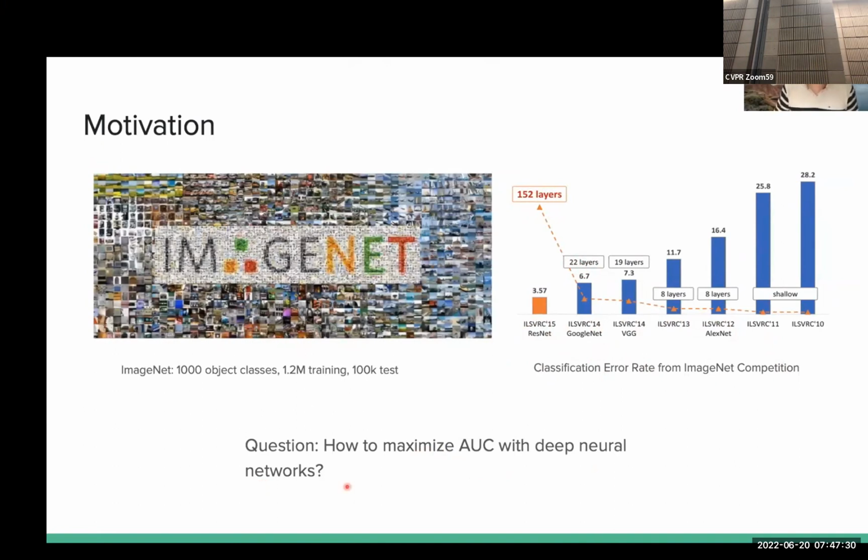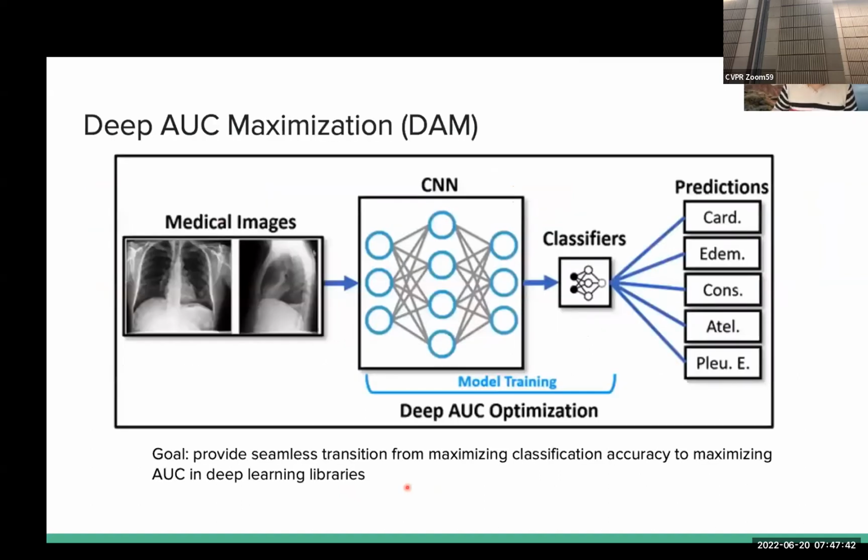The current deep learning libraries usually only consider the cross entropy loss. They don't consider optimizing AUC, but AUC, as mentioned in the previous part, is a very important topic, right? So the goal of this part is to have a new paradigm, so-called deep AUC maximization, or DAM for short.